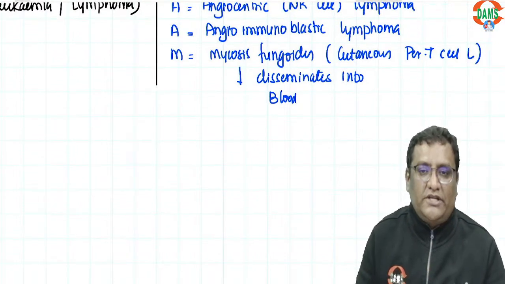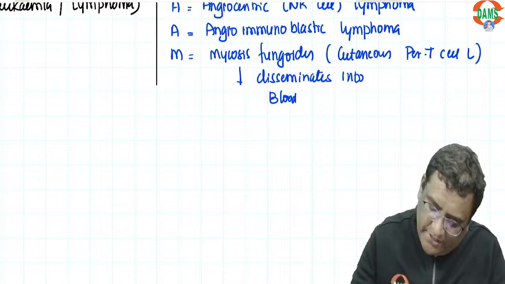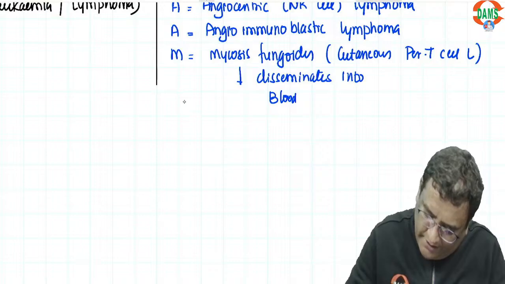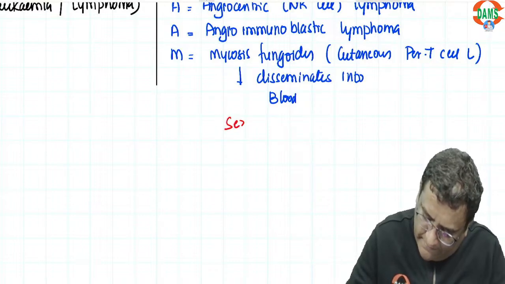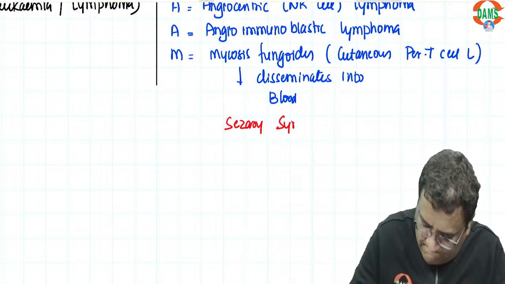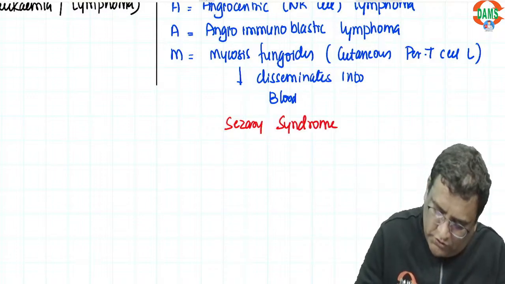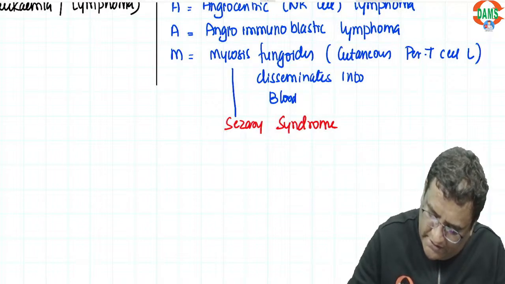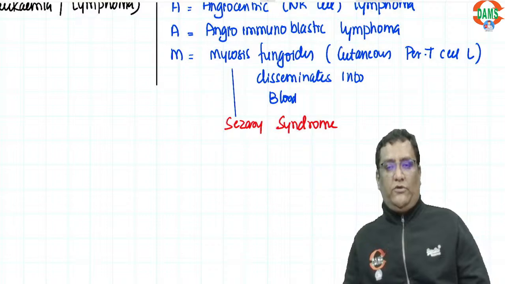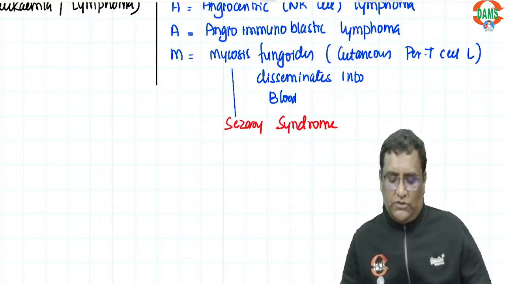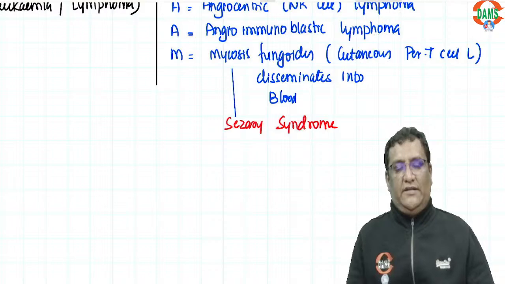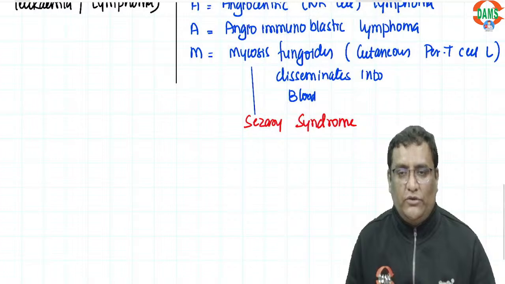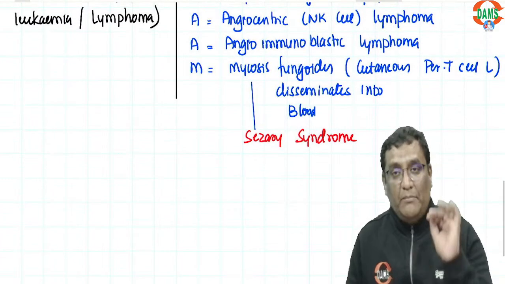So now let us talk about this. Very good. If it disseminates into the blood, we call this Sézary syndrome. Correct? So what is Sézary syndrome? Disseminated mycosis fungoides in the blood is Sézary syndrome, right? So this is your basics of the T cell, isn't it? Questions I will take at the end so that you have all concepts implemented as well.